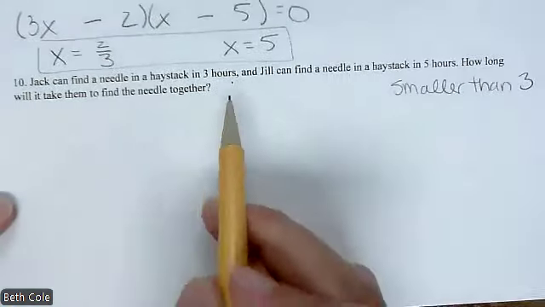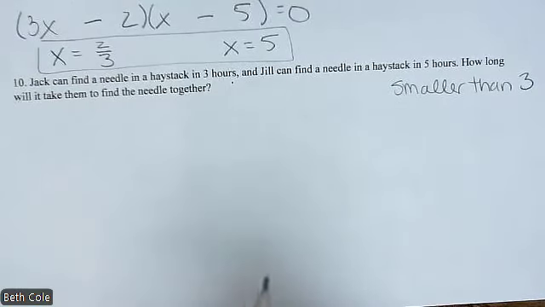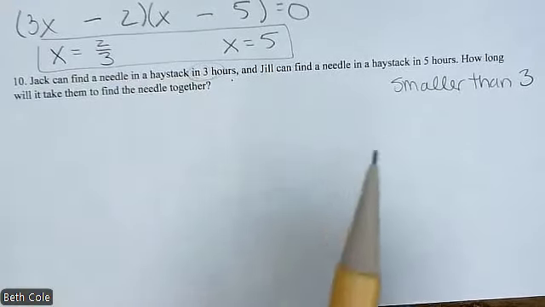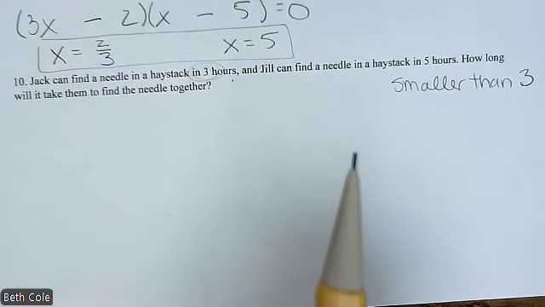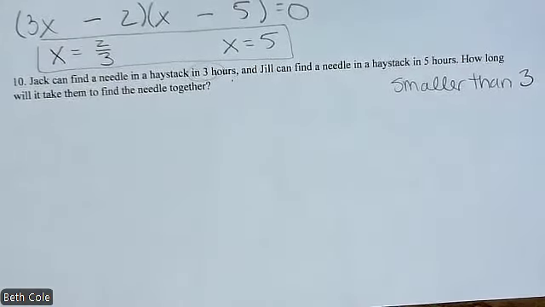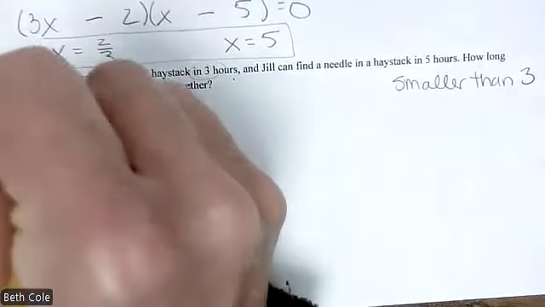Okay? So what we're going to do is what they can do in 1 hour. Why 1? It's the simplest number to deal with. Miss Cole, could I do 17 if I wanted? Sure, but why on earth would you do that? All right. So if he can find it in 3 hours, here's the $1 million question. What fraction of the way finished is he after 1 hour? 1/3.